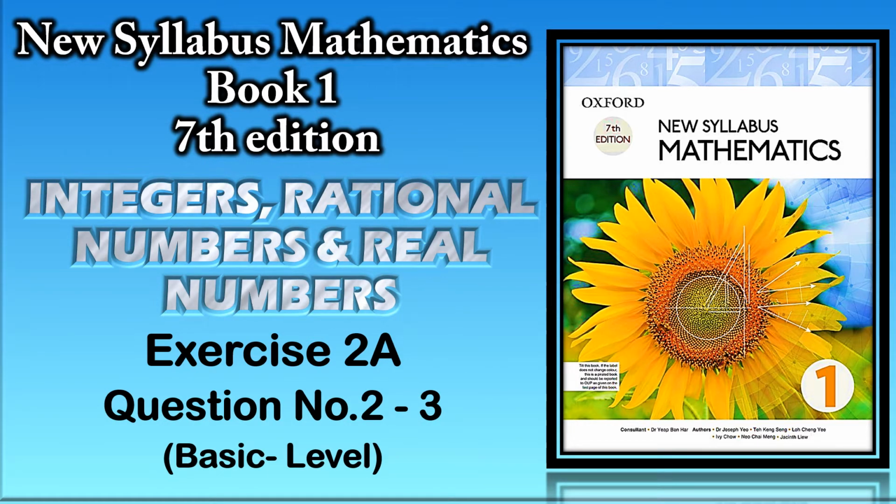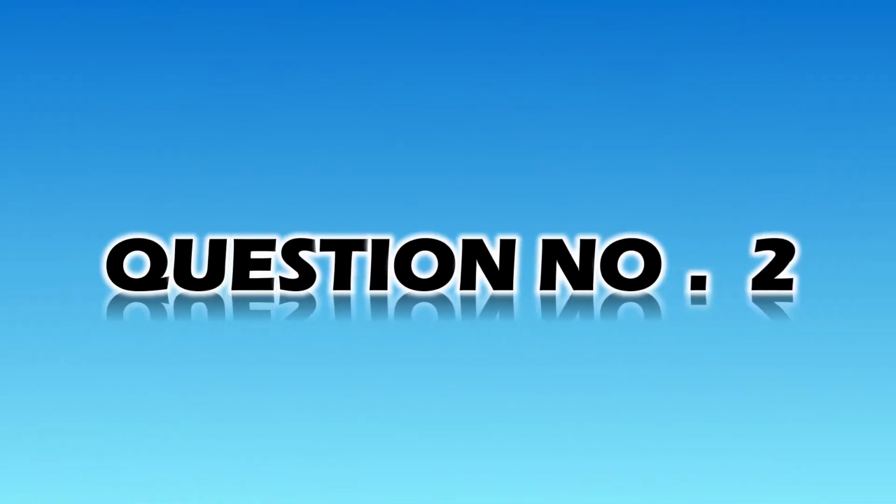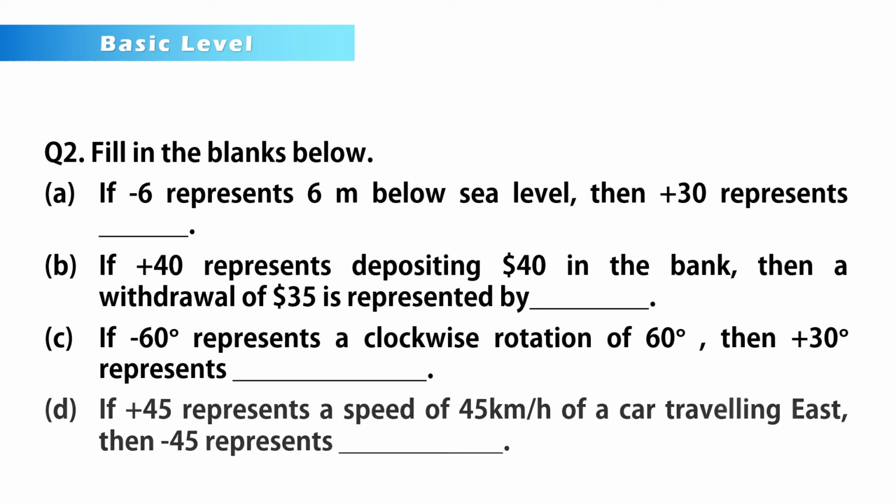New Syllabus Mathematics Book 1, 7th edition, Chapter 2, Integers, Rational Numbers and Real Numbers, Exercise 2A, Questions 2 to 3, Basic Level. Question number 2. Fill in the blanks below.